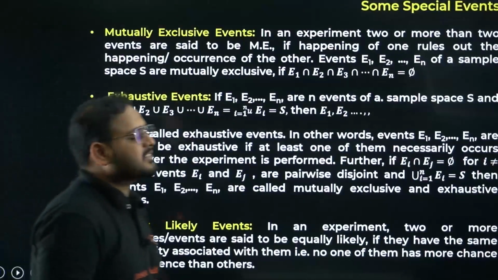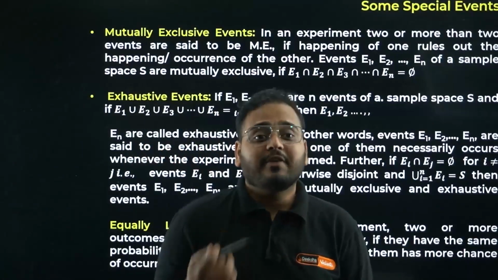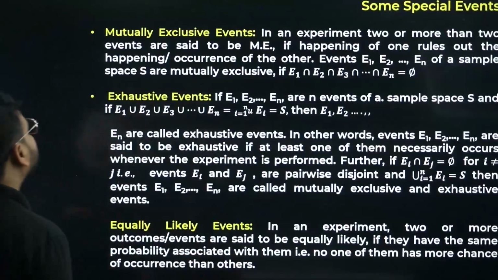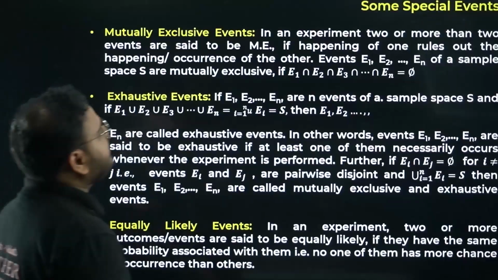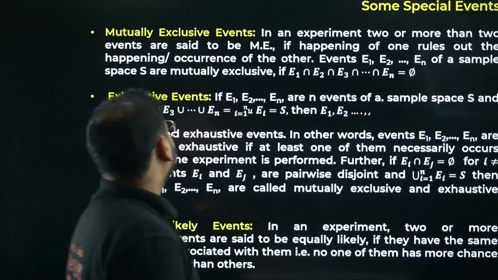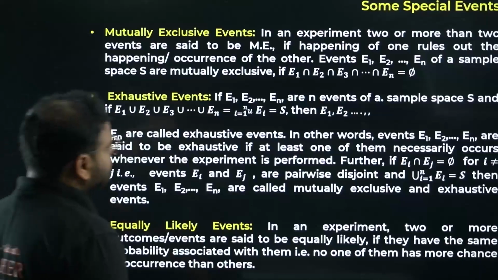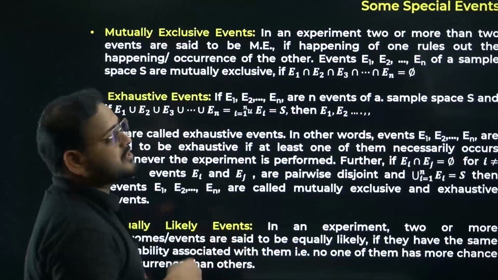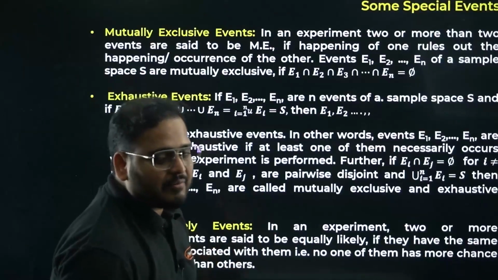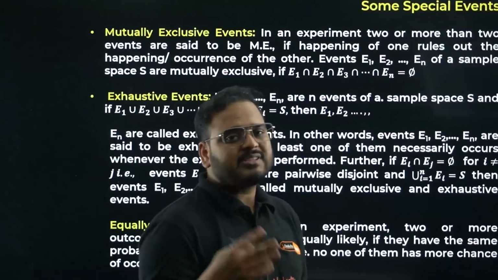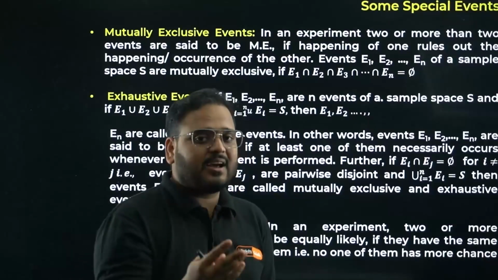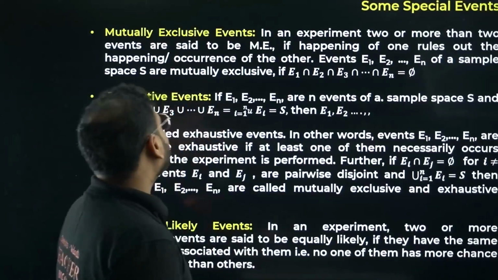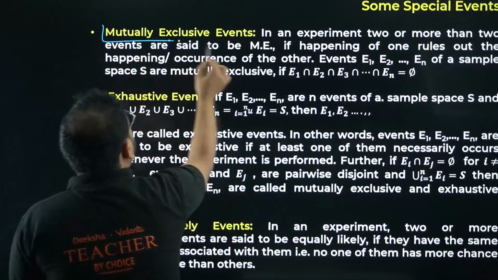So can you see, differences are very, very important. These differences are very important to solve any question. Moving on now, some more definitions we have. Mutually exclusive events. In an experiment, two or more events are said to be mutually exclusive if the happening of one rules out the occurrence of the other. If I'm tossing a coin and getting a tail, it means I cannot get a head. The occurrence of the tail removes the chance of occurrence of the head. So those are called mutually exclusive events.